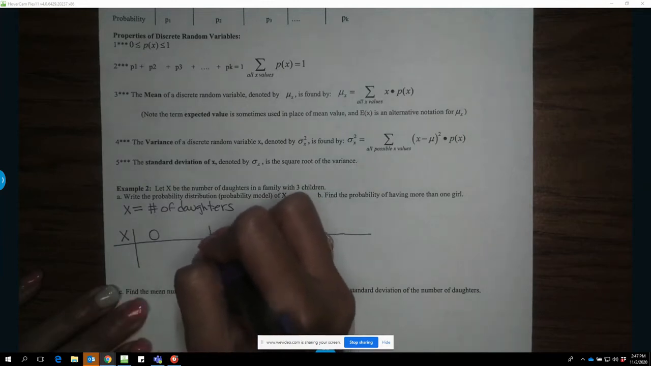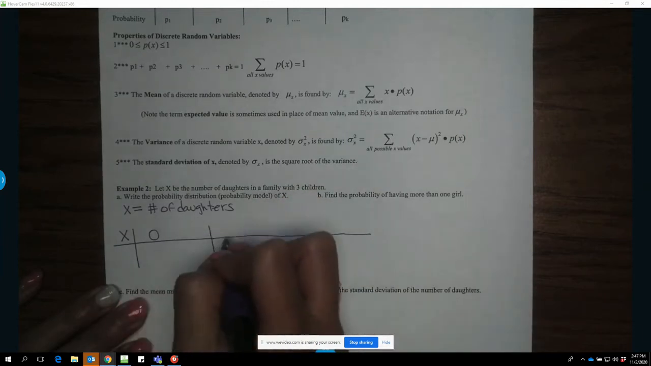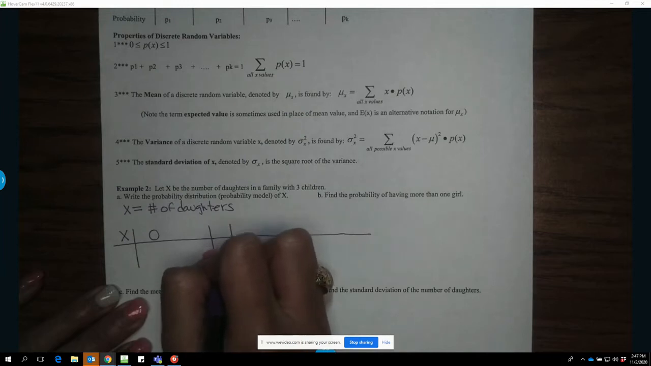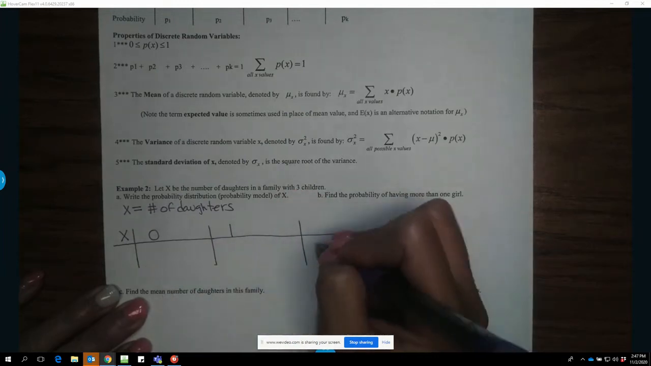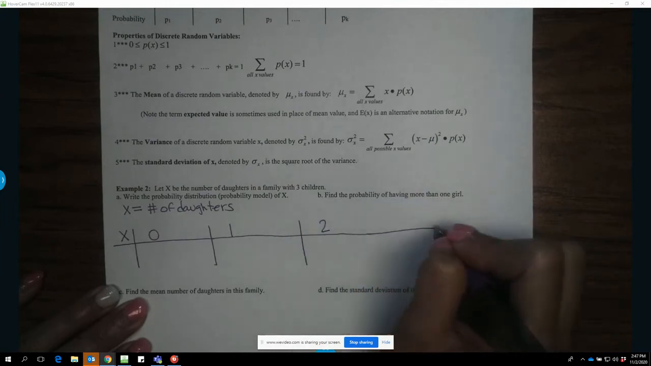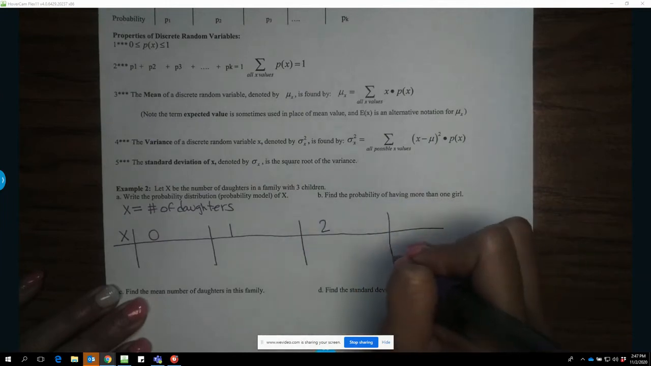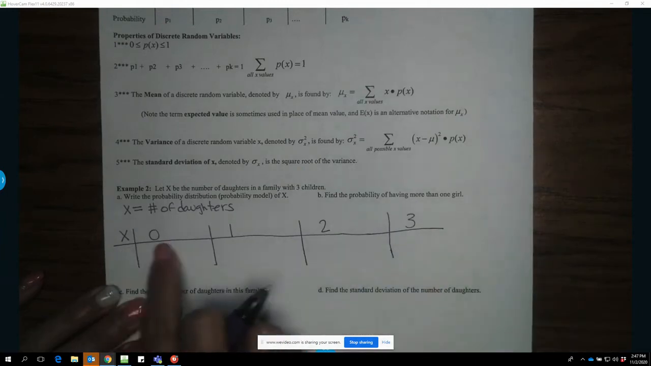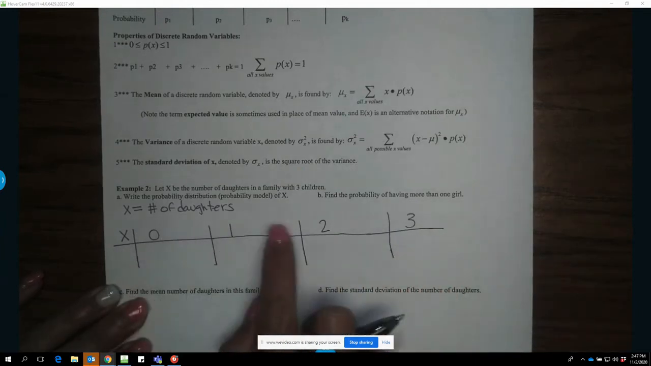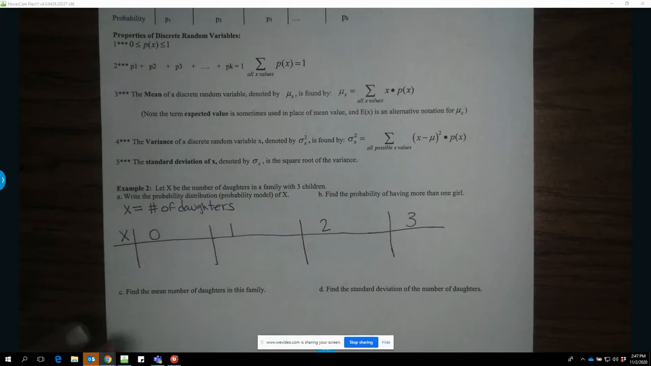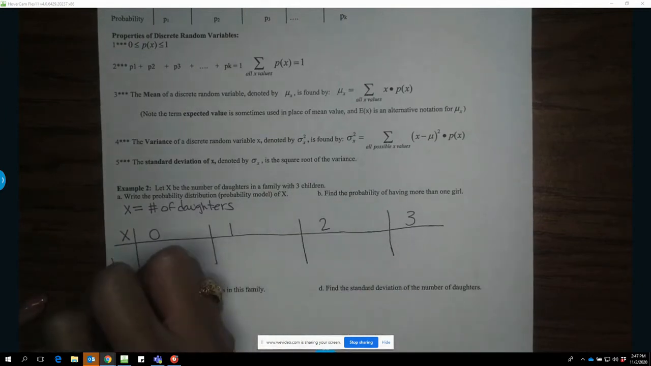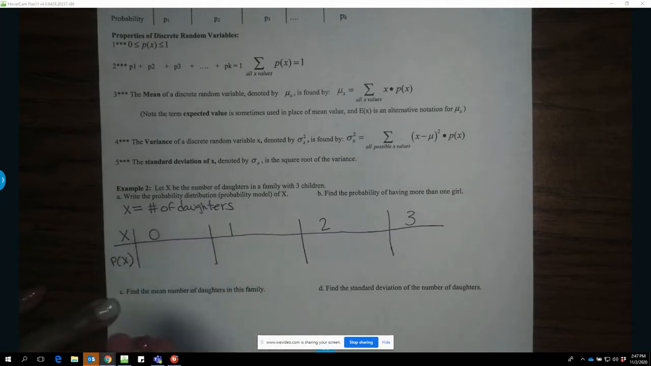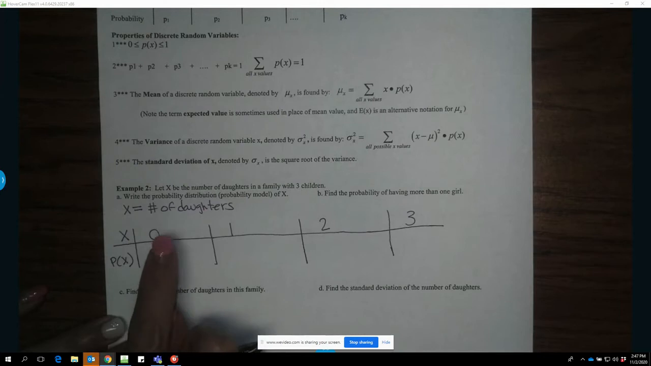And then I need to leave some space here to show some work. Or a family could have 1 daughter if there's 3 children. Or 2 daughters. Or 3 daughters. So that's what you want to start with. List the possible values for X, which was the number of daughters in a family of 3. And now for the second row here, we're going to put the probability of X. So you need to figure out what is the probability that a family has 0 daughters.